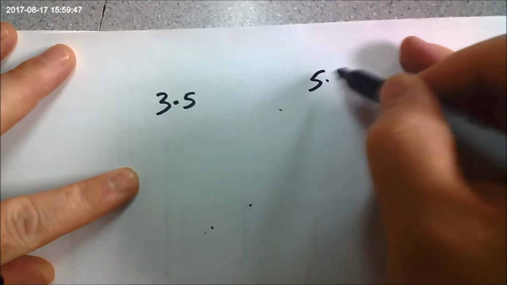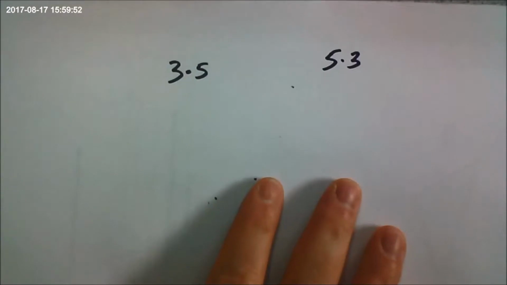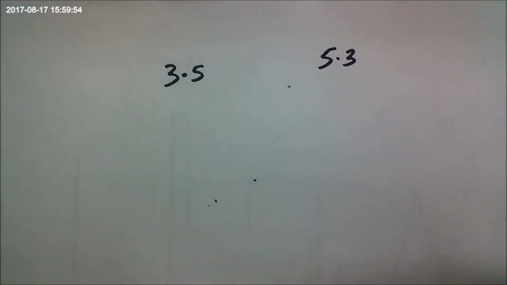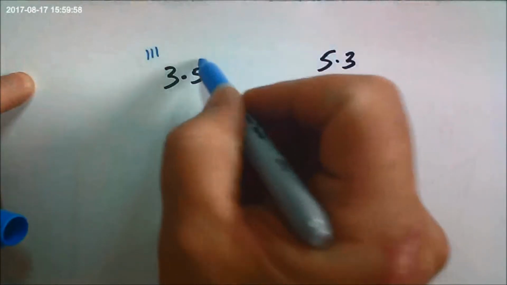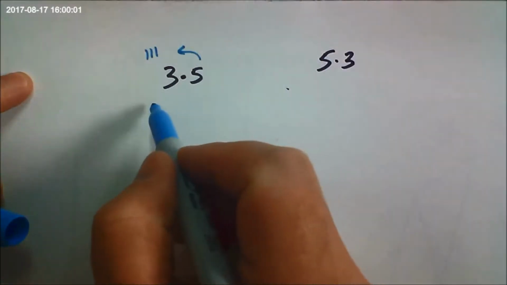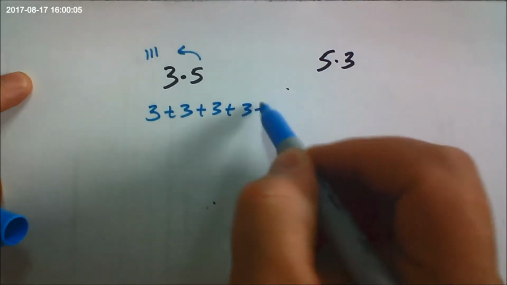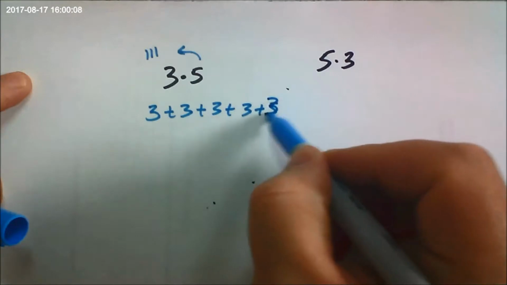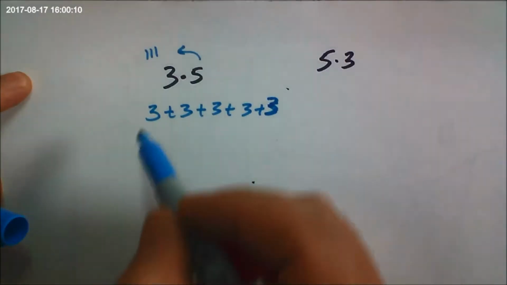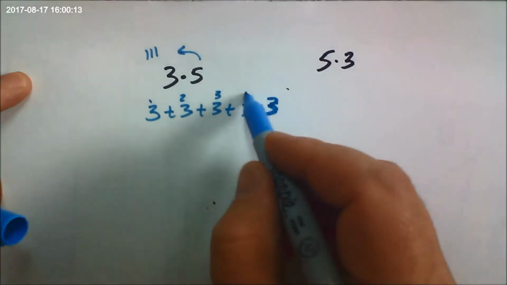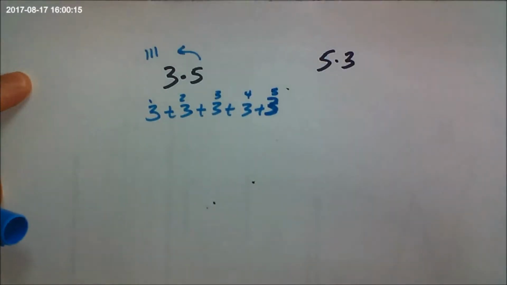Let's talk about 3 times 5, and the difference between 3 times 5 and 5 times 3. Now, because of the commutative property of multiplication, of course, they both equal 15, right? But this 3 is 1, 2, 3, and this 5 says that I've got 5 groups of those 3. So I've got 3, and then another 3, and another 3, and 5 of them. So we got 1, 2, 3, 4, 5 threes, all adding.